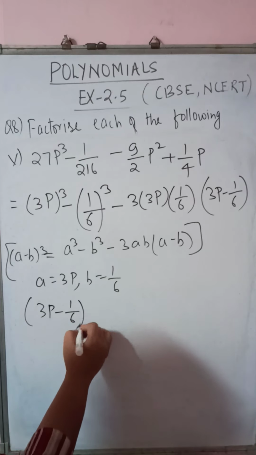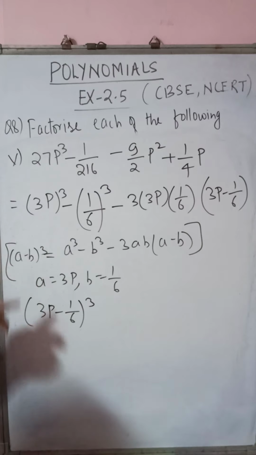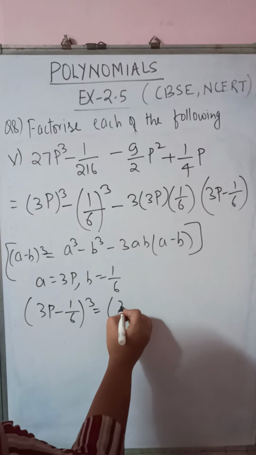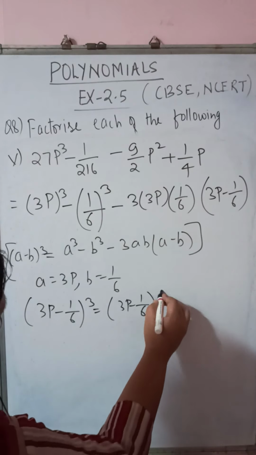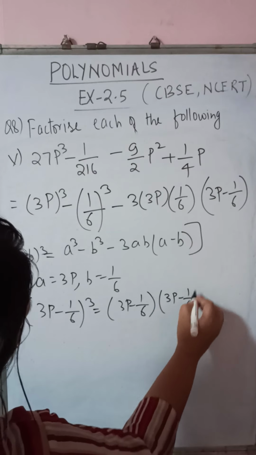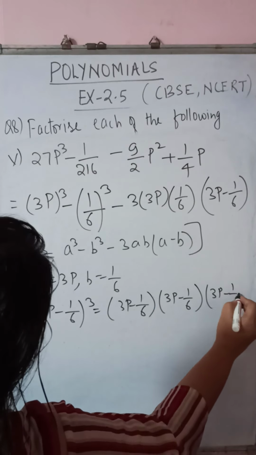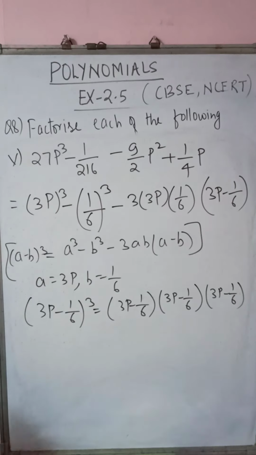(3p minus 1)/6 whole cube, like that, a minus b whole cube. So you can write 3 times (3p minus 1)/6, (3p minus 1)/6, (3p minus 1)/6. This question is done.